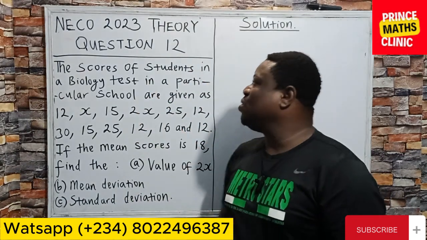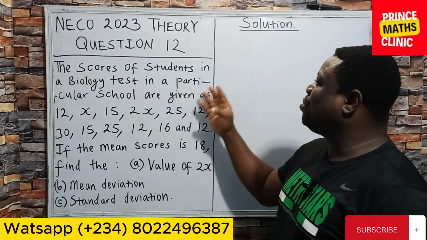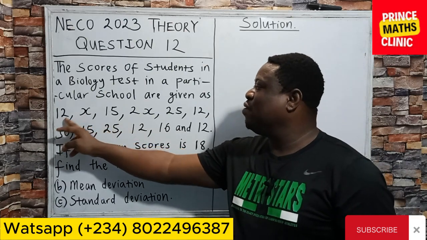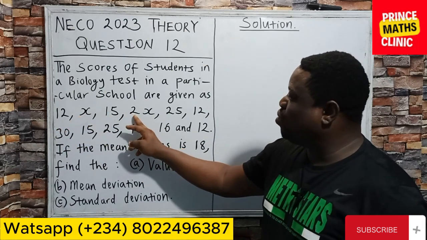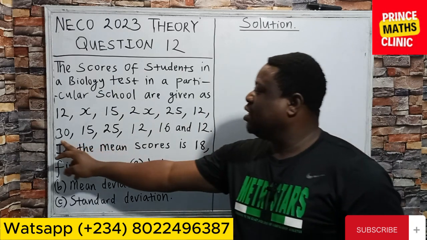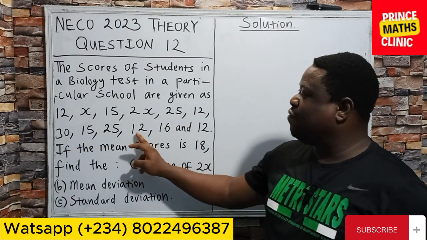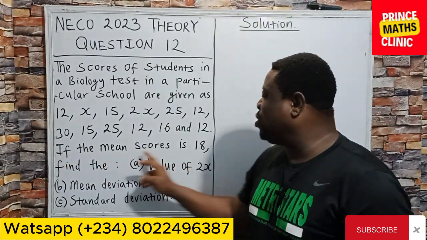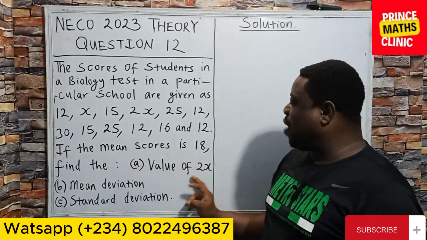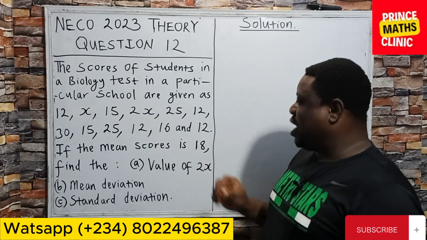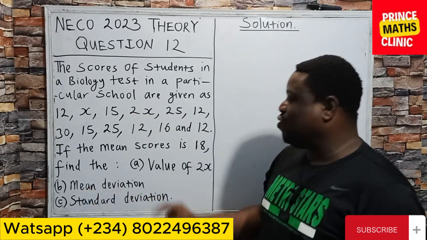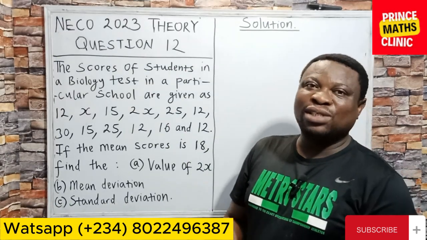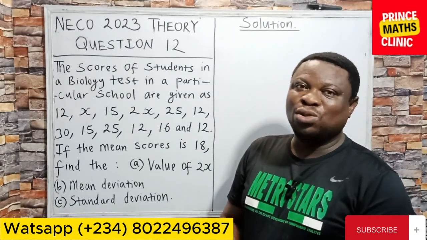Now, looking at this question, we are told that the scores of students in a biology test in a particular school are given as 12, x, 15, 2x, 25, 12, 30, 15, 25, 12, 16, and 12. We are also told that the mean score is 18, and we have to find the value of 2x. Then we have to find the mean deviation, then the standard deviation. So let's go right into the solution.